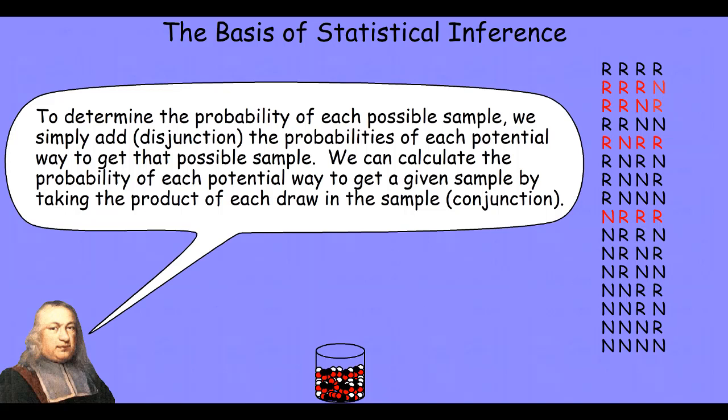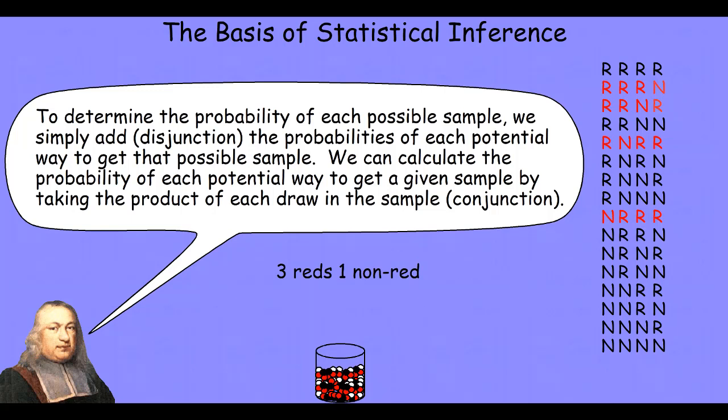What about some of the other possible combinations? Well, suppose that we want to determine the probability of getting a sample with 3 reds and 1 non-red. Again, we just go through our possibilities. We find all the combinations that are 3 red, 1 non-red. In this case, there are 4. We can add the probabilities of each of those combinations using our restricted disjunction rule, because there's only one combination, so we can't get more than 1 as our outcome.